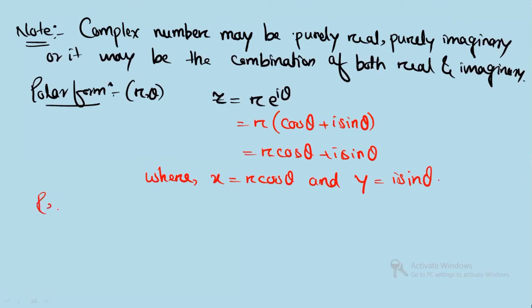And in rectangular form, you can write z equals r angle theta. We will not work in rectangular form, just for your general knowledge I have mentioned it. So this is the polar form, and Cartesian form we have seen.